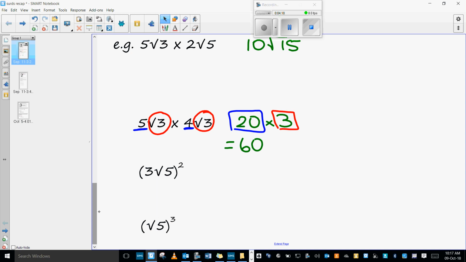This is being squared, what does that mean? By itself, yes. So I'm going to rewrite this as 3 root 5 multiplied by 3 root 5. Sometimes it's easier to get that visual aid when you're doing these. And that reminds you that you're going to have to square both of these. So you've got 3 multiplied by 3, which is 9. And you've got root 5 multiplied by root 5, which is 5. Which is 45.